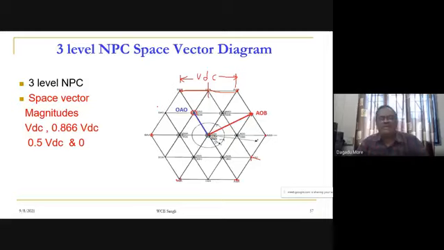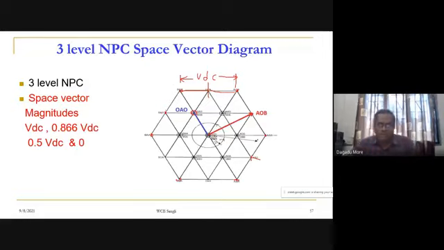And then you can make lines through these points parallel to the sides of the hexagon, and correspondingly you will get the space vector diagram. And whatever crossing points you get, wherever two lines are crossing, those crossing points are nothing but the switching states of the 3-level inverter.